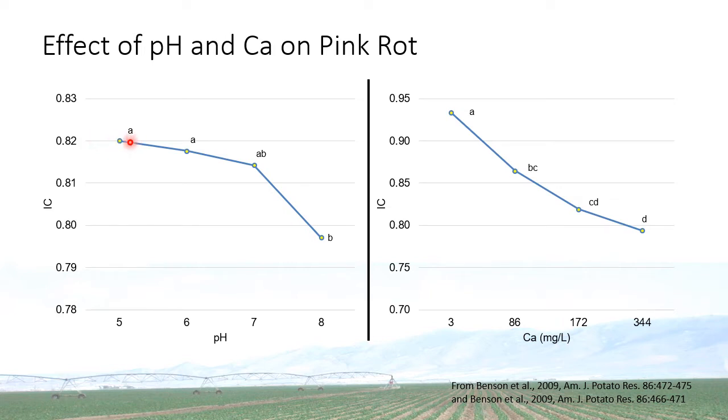Or to say this the other way around, as the pH was increased, the infectivity of the pink rot pathogen decreased. A similar relationship was found by the addition of calcium, and these two of course are related. As the available calcium increases in the soil, the pH is going to increase, and so as you see this range here, as the amount of calcium in that hydroponic solution was increased, the infectivity of the pink rot pathogen decreased.